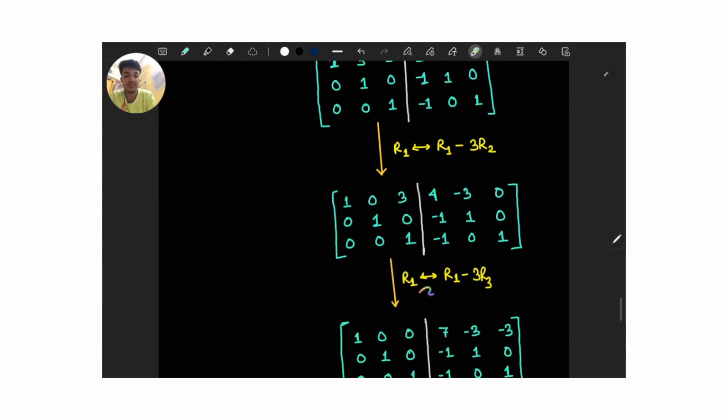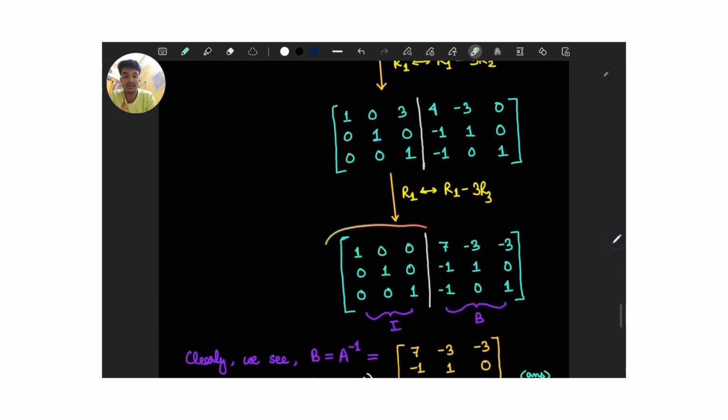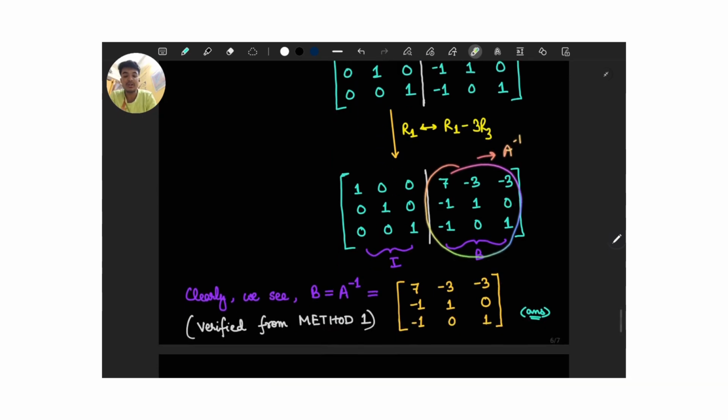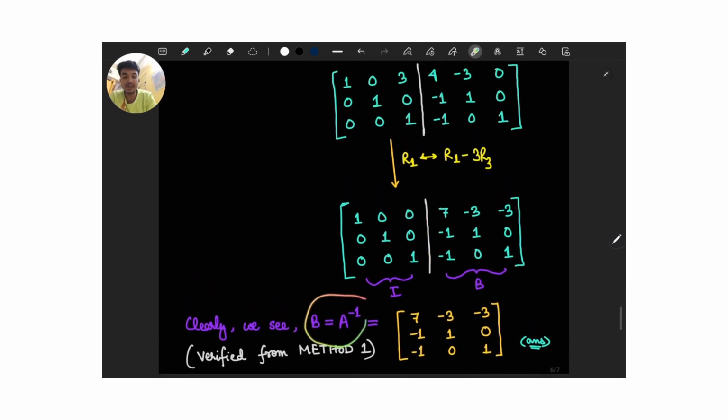So for that we do the next step, which is transforming R1 into R1 minus 3 R3. By doing that we find that this side of the augmented matrix is now completely transformed into the identity matrix of 3 cross 3 order. So whatever matrix results from these 4 elementary row operations here, which we say B, is basically, as per our method, the inverse matrix of A, or A inverse, right? So we clearly write that B equals A inverse, and this comes out to be 7 minus 3 minus 3, minus 1 1 0, minus 1 0 1.